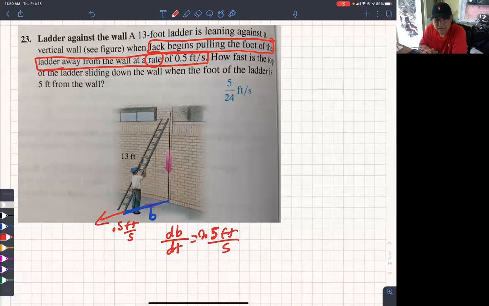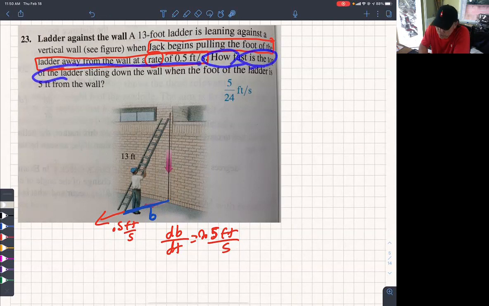Okay, so if you break this down and really think about what's going on, it's not too bad. Next, how fast is the top of the ladder sliding down the wall when the foot of the ladder is 5 feet from the wall? So they want to know how fast the top of the ladder is dropping. Wow, how are we going to do that?